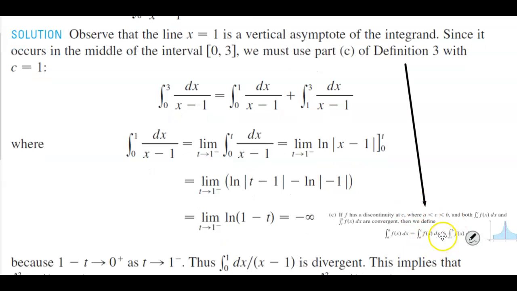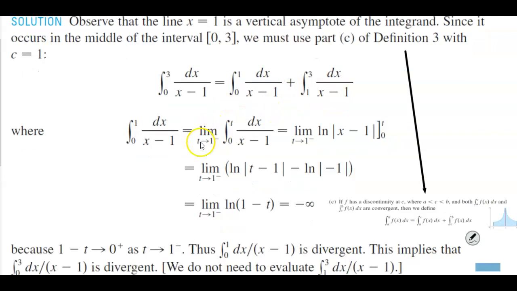So there's your part C of definition 3, with C equal to 1. Now, rewriting our integral in terms of this definition, knowing that C is equal to 1, we expand this into two different integrals. The first one is going from 0 to 1 of the function, plus the integral from 1 to 3 of that function.